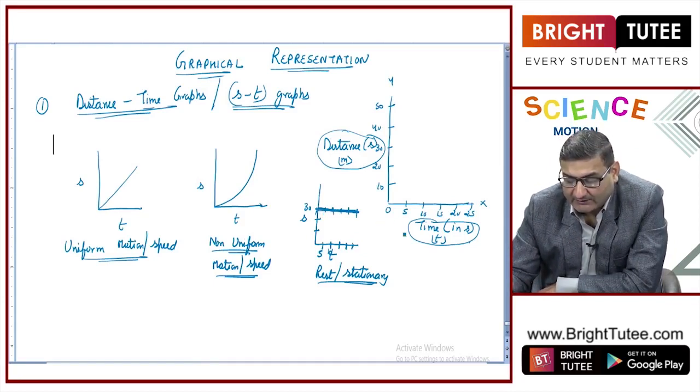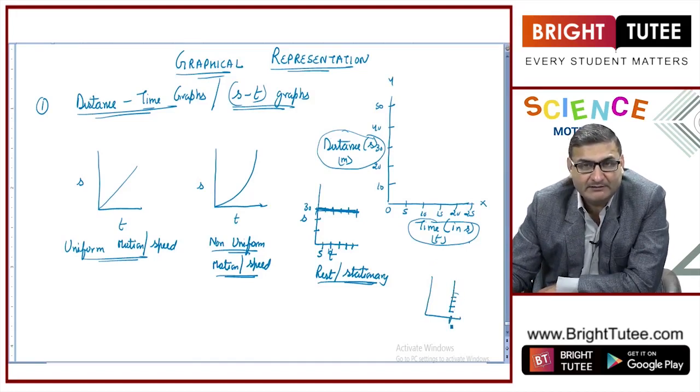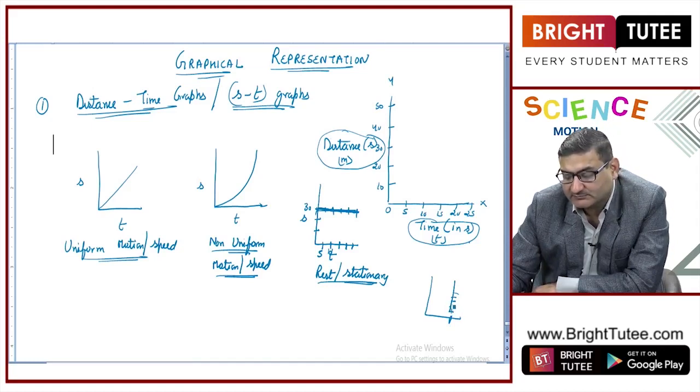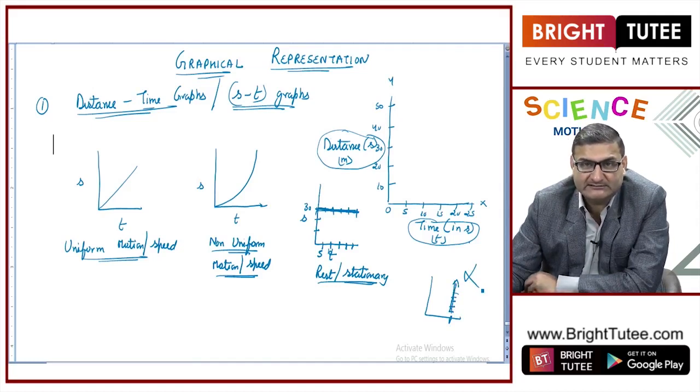Now, we cannot have any type of graph with a line parallel to y-axis, because we cannot stop the time. It can never happen that the time is stopped there and then only, and the object is moving and covering some distance. It is not possible. So, a line parallel to y-axis in a distance time graph is not possible. Got it? So, these are the first type of graphs that we need to study.